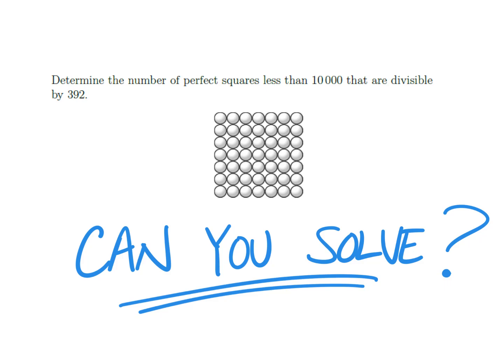Hey everybody, we're here with another contest question. So, this one came across my plate. Determine the number of perfect squares less than 10,000 that are divisible by 392. So, let's jump right in.